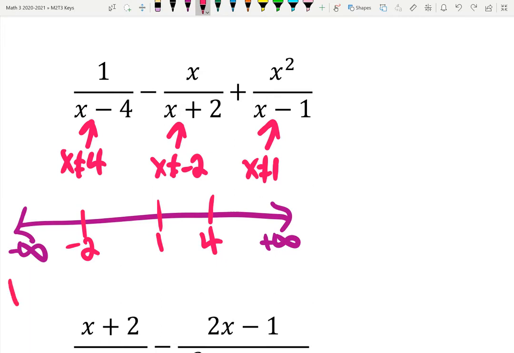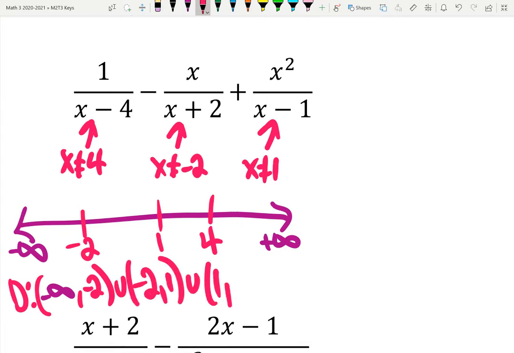Let's go ahead and write our domain. Basically, this is a fancy way to say, hey, these are the numbers that work. And all of those numbers work from negative infinity to negative 2, negative 2 to 1, union 1 to 4, union 4 to infinity. All it is, is a scan left to right, and I'm just talking about the regions of space that work.